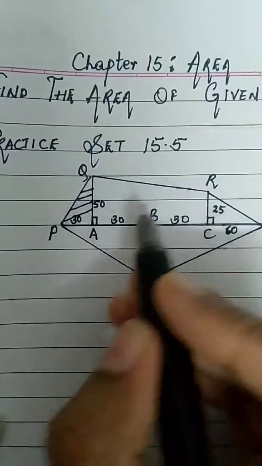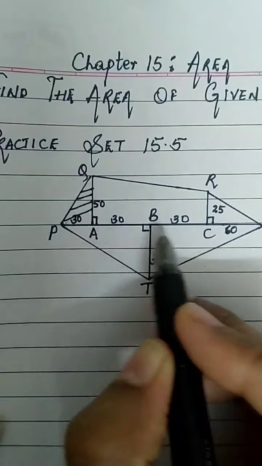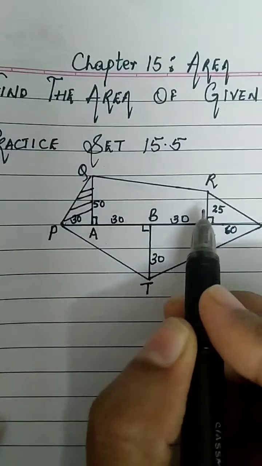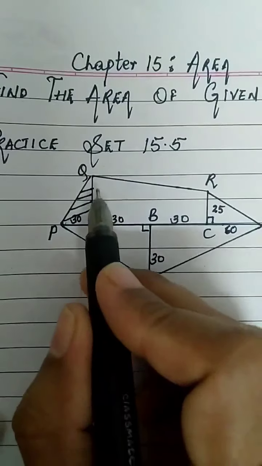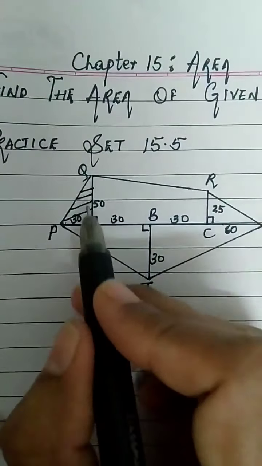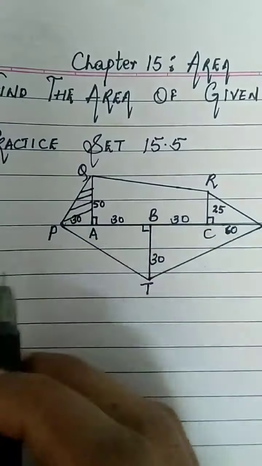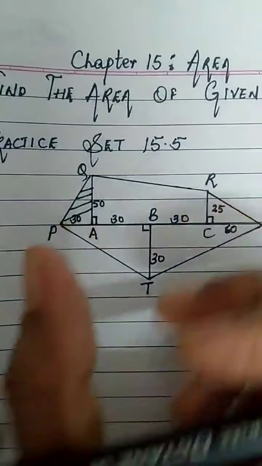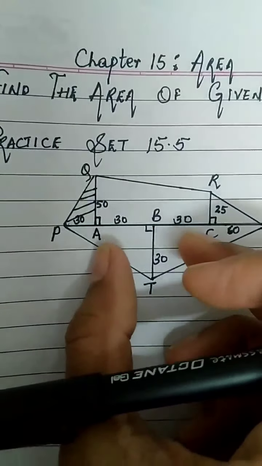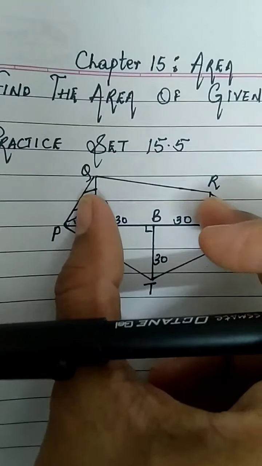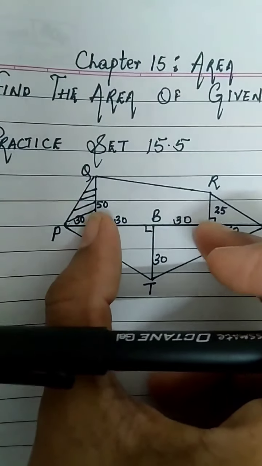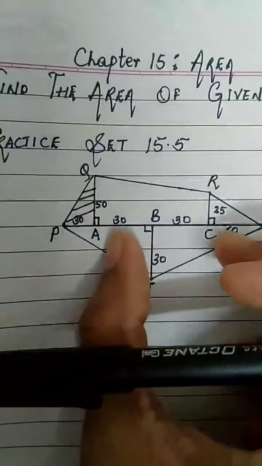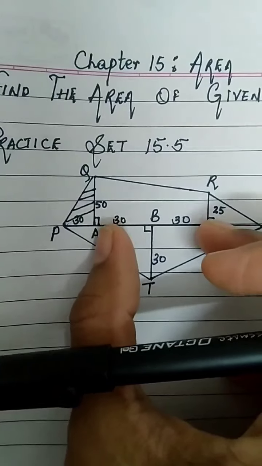Then coming to the right side, you can see a quadrilateral here. Is this a parallelogram? No. Is this a rhombus? No. Is it looking like a trapezium? Yes, you can see parallel sides QA and RC and non-parallel sides AC and QR. Yes, this is a trapezium. Area of trapezium is half into sum of parallel sides into height. Height is this. Fine? So height is AC, right? So we can apply that formula.